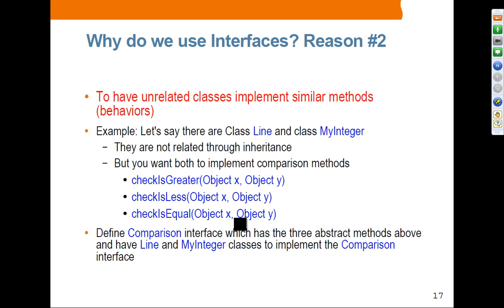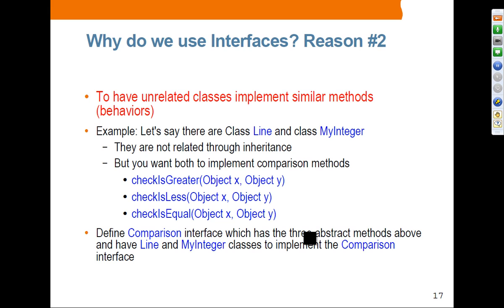So here, reason number two is to have unrelated classes implement similar methods. Let's say there are two different classes, like a line class and a myInteger class. They are not really related in inheritance, meaning line is not a parent or ancestor of myInteger, or vice versa. myInteger has nothing to do with line. However, you want to impose some similar behavior, for example, check is greater, check is less, or check is equal. If you want to impose these comparison methods on both of these unrelated classes, you could do so using an interface.